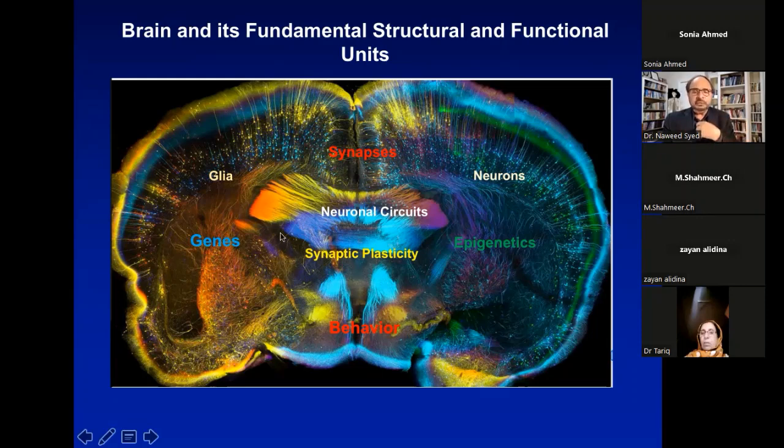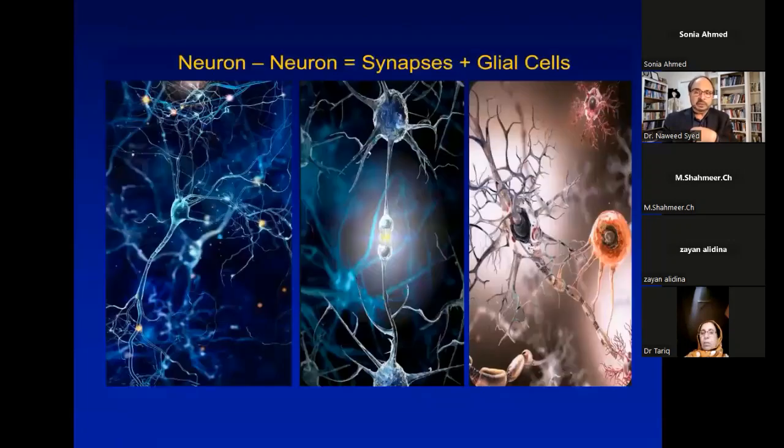We know that many of these aspects are regulated through genes. Genes define the initial patterns of connectivity, but our environment, which is the epigenetics, plays an enormous role in terms of reconfiguring those synaptic connections and modulating them and giving them the synaptic plasticity, which forms the basis for all learning and memory. So these are really the functional and the structural units of the brain. This is what will be the focus of my talk today.